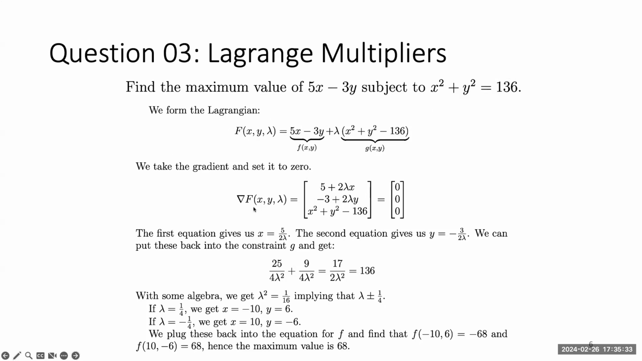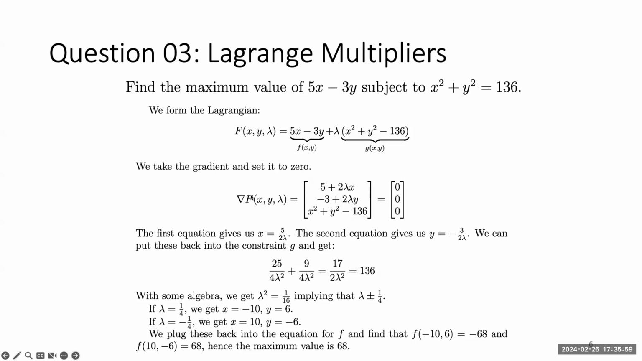That's how we standardize everything. Then you take the gradient and set it equal to 0. For the first component, you take the derivative with respect to x, so you get 5, the x goes away, and then you get 2 lambda x. Same thing for the second component. For the third one, the f part goes away, the lambda goes away, and you're left with g.